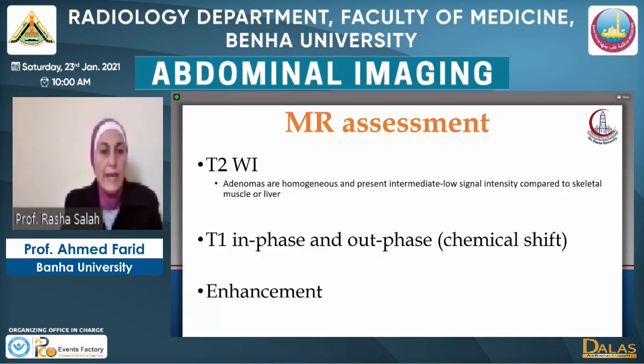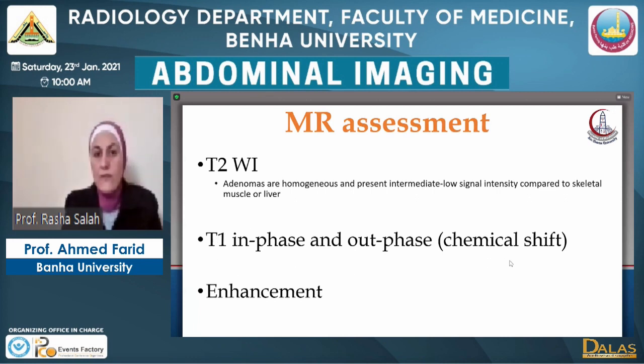Let's go to MRI. How can we assess the suprarenal masses on MRI? Adrenal adenomas appear homogeneous on T2 weighted image, with intermediate to low signal, and this signal should be similar or comparable to the adjacent muscles or the adjacent liver. This is how it looks on the T2 weighted image. Actually, we don't rely on T2 weighted image for characterization of adrenal adenomas. It is just reserved for pheochromocytoma, as we will mention later.